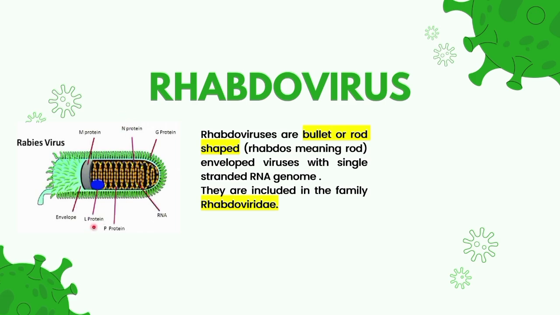Next is the L protein, that is the large protein, which functions as RNA-dependent RNA polymerase and helps in replication and transcription of viral RNA. And the P protein, that is phosphoprotein, assists the L protein during RNA synthesis. And we have the RNA also, the genetic material of the virus, which carries instructions to produce viral proteins. So the important points that you have to remember for your examination in this slide: it is a bullet-shaped virus which has an envelope and single-stranded negative sense RNA, and the family is Rhabdoviridae. An example is rabies virus.